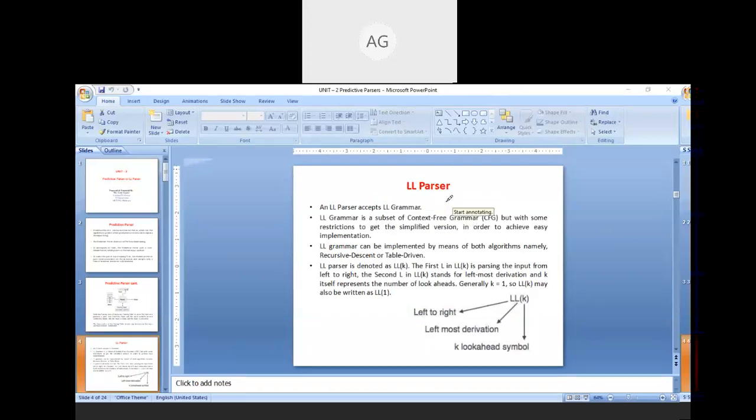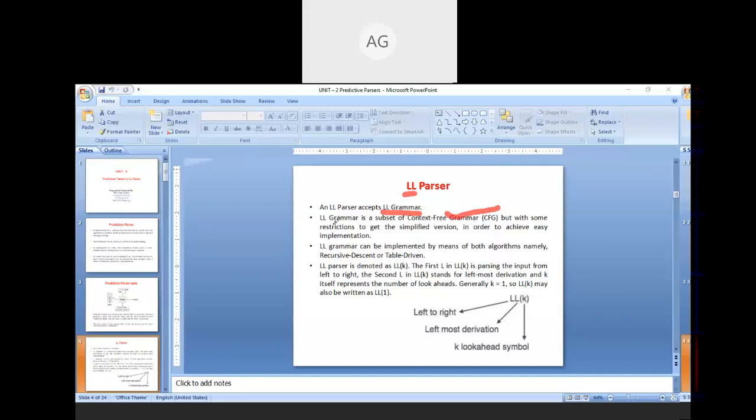Now, the LL parser. Remember from the diagram that after the predictive parser there are a special type of grammars known as the LL grammar, which is also known as the LL parser. So the LL parser accepts LL grammar. LL grammar is a subset of context free grammar, which we already studied in the theory of computation subject.